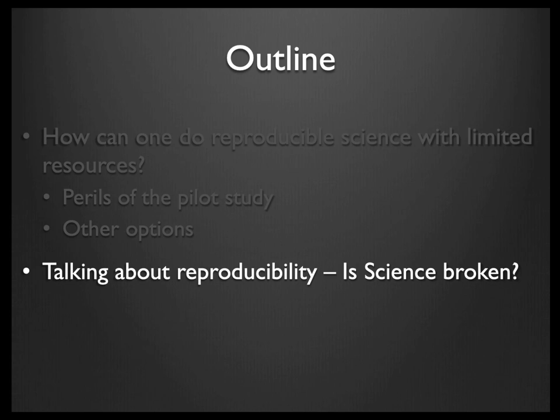Okay, so this is a pivot talking about reproducibility. Did anybody have questions on the other section? Because this is kind of different.